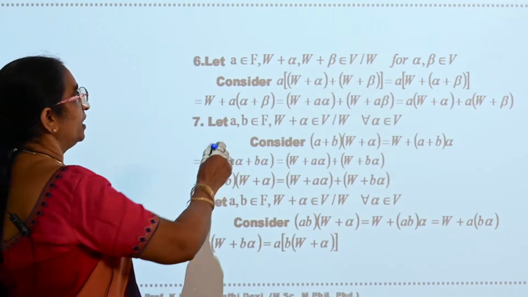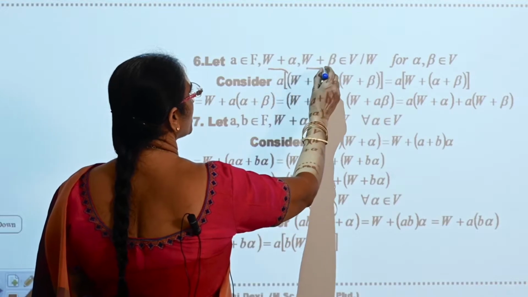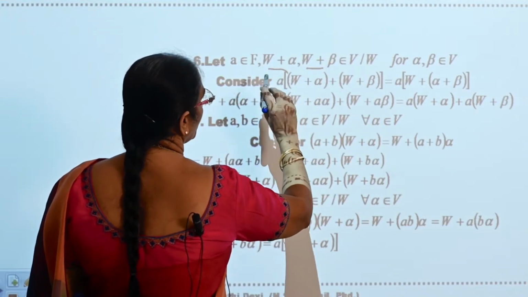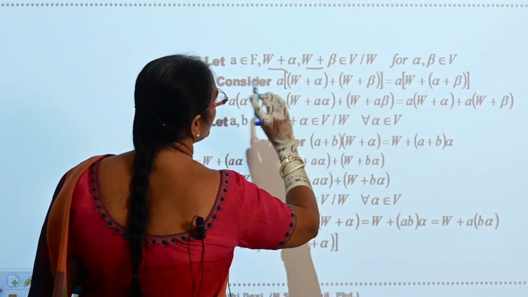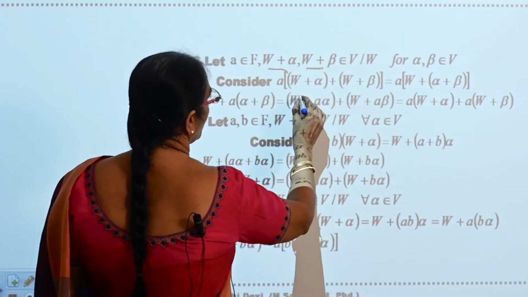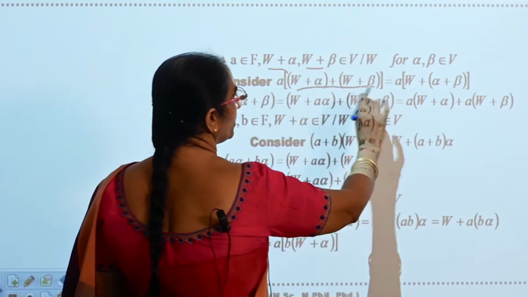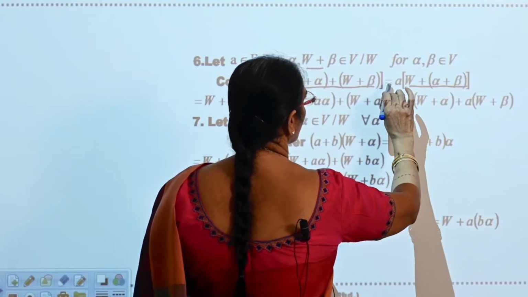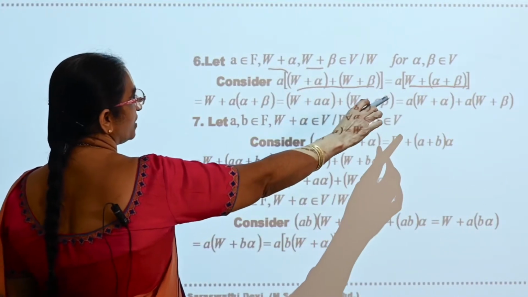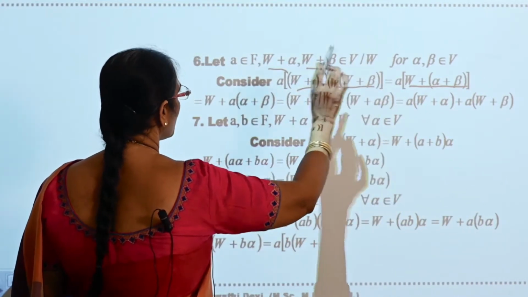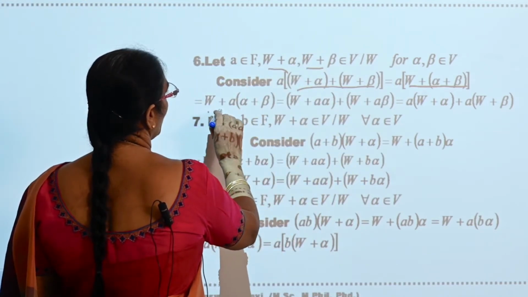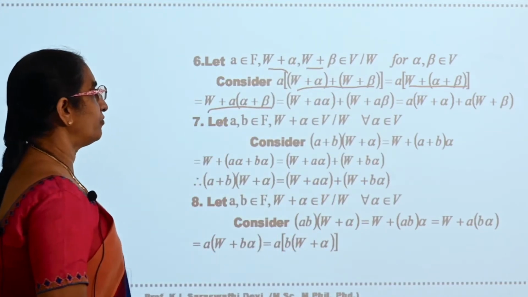So, you are taking W plus alpha and W plus beta in V by W and A in F. This is A into (W plus alpha plus W plus beta). According to the addition of cosets, it will be A into (W plus alpha plus beta). So, by the definition of coset multiplication, this will be W plus A into (alpha plus beta).